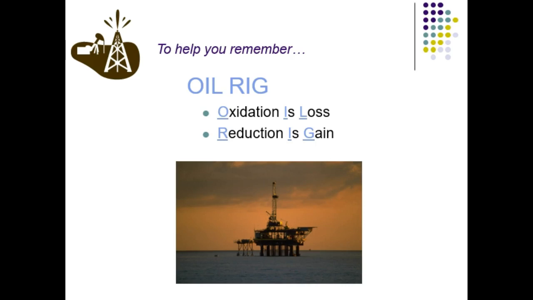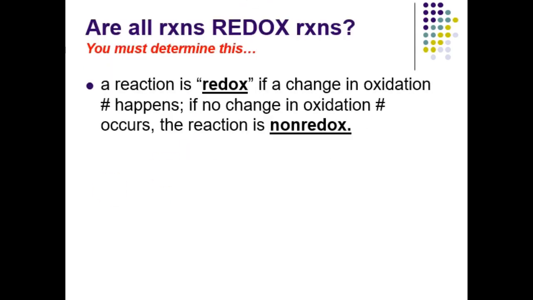Okay, so here's an easy way to remember this. OIL RIG, and definitely write this down. OIL RIG: oxidation is a loss of electrons, and reduction is a gain of electrons. And remember, electrons have a negative charge attached to them. You can also do LEO the lion goes GER. Losing electrons is oxidized, gaining electrons is reduced. That's what LEO the lion goes GER.